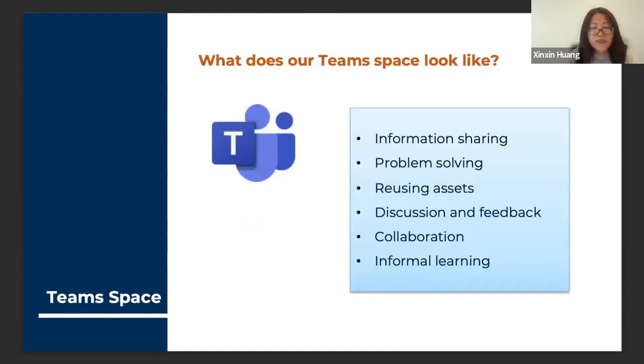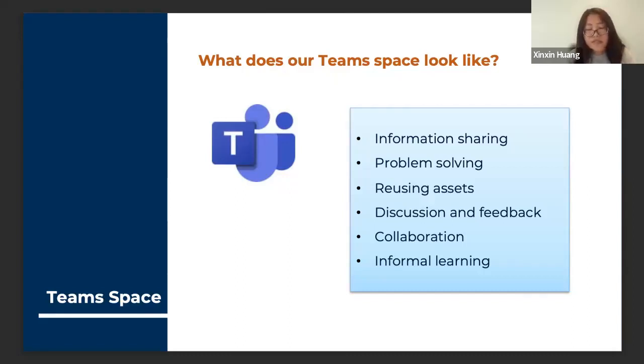In addition to our dynamic and interactive meetings, the team space serves as a valuable virtual workspace that extends beyond our meeting time, offering several valuable benefits. Firstly, it serves as a repository for important information, allowing members to access documents, meeting minutes, and other materials, ensuring everyone stays informed, even if they miss the meetings.